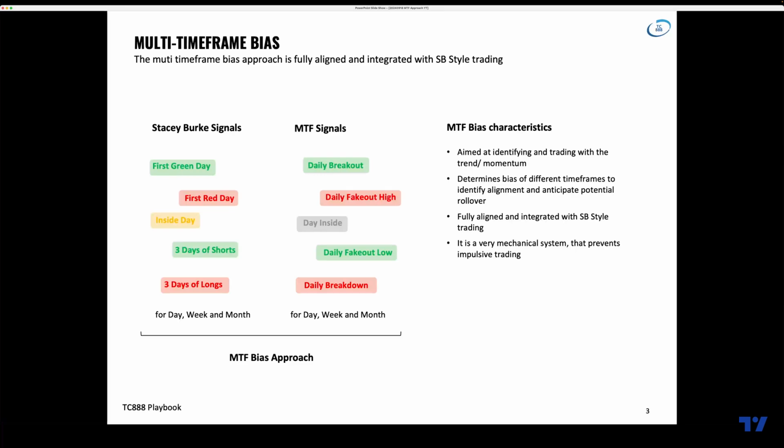So this approach looks at alignment of these different time frames. And the good thing is it's fully aligned and integrated with SB style trading. So we're really looking at the Stacey Burke signals, but use them more as, let's say, a confluence. And the real trades we are looking at are completely determined by the bias of the time frames. You will see this in a minute. And this is a very mechanical system, which is very good, especially for upcoming traders, because you can trade it very mechanically, and impulsive trading is brought to a minimum.